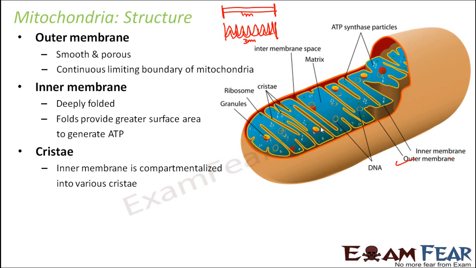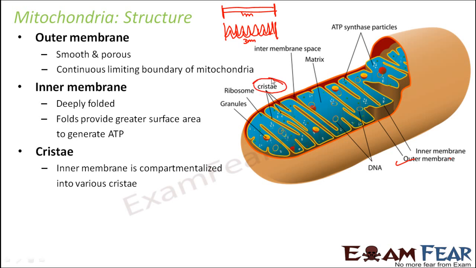Then the third part is cristae. What is cristae? The inner membrane is compartmentalized into parts called cristae. See, the inner membrane has been so deeply folded that each of these parts, like one part, again two part, again three part, have been given a name called cristae.